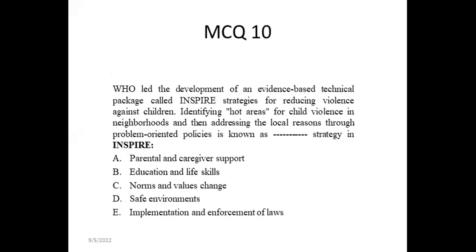MCQ 10. WHO led the development of an evidence-based technical package called INSPIRE, strategies for reducing violence against children. Identifying hot areas for child violence in the neighborhood and then addressing the local reason through problem-oriented policy is known as which strategy in INSPIRE? Alpha, parental or caregiver support. Beta, education and life skills. C, norms and values change. Delta, safe environment. E, implementation and enforcement of laws.